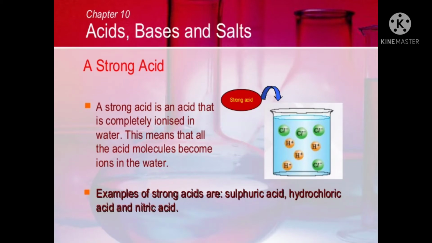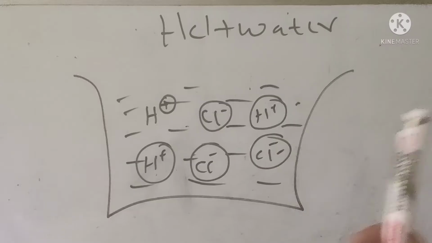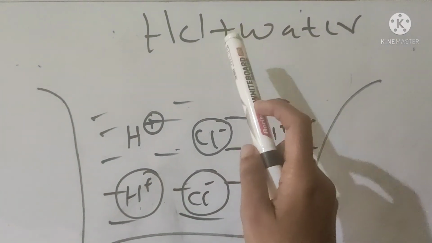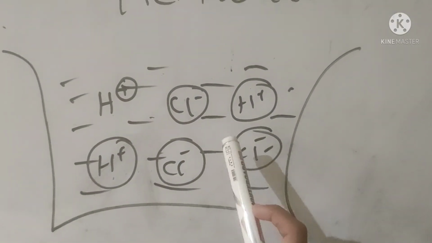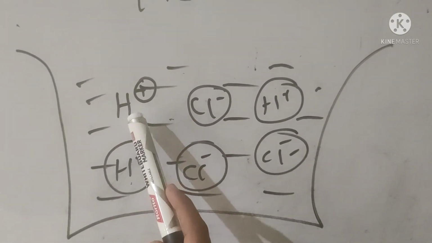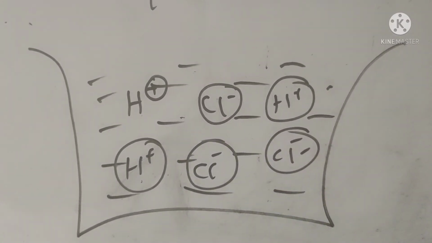And the strong acids are the acids that are completely ionized in water. For example, hydrochloric acid is a strong acid. In water, it gets completely ionized into H plus and Cl minus.